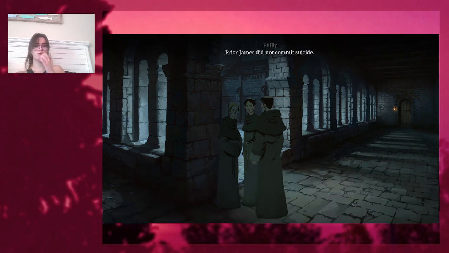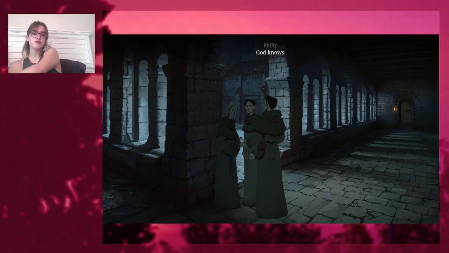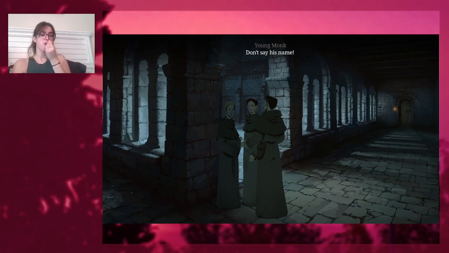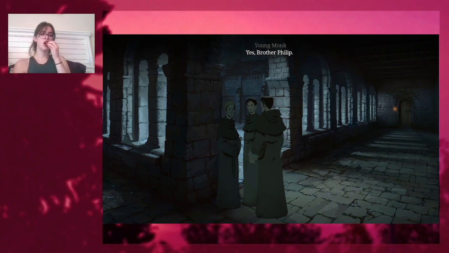Prior James did not commit suicide. But no one saw him that night. No one knows. God knows what sent him running out onto the ice. They say the devil was chasing him. Don't say his name. I have seen brave men run, for many reasons. Never have I seen the devil. So we should not make room for him, neither here nor in our hearts. All right? Yes, Brother Philip. Thank you, Brother Philip.